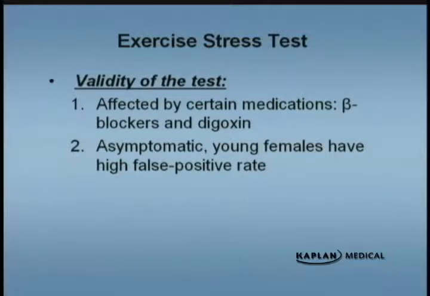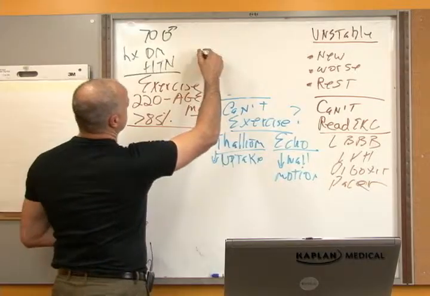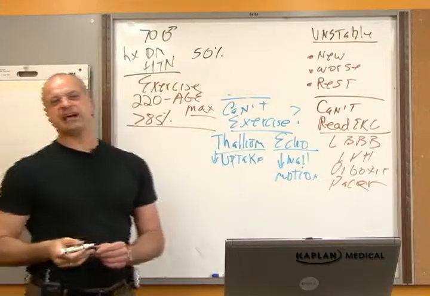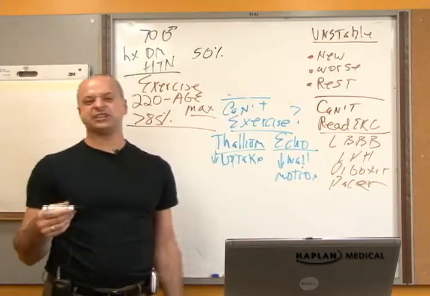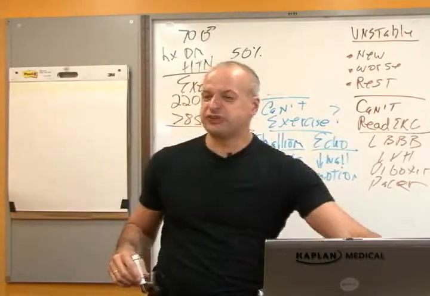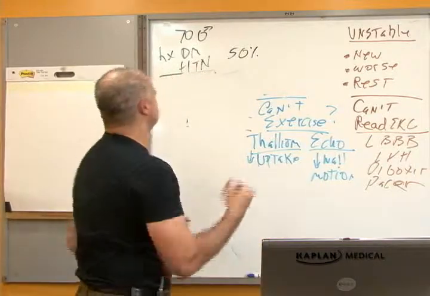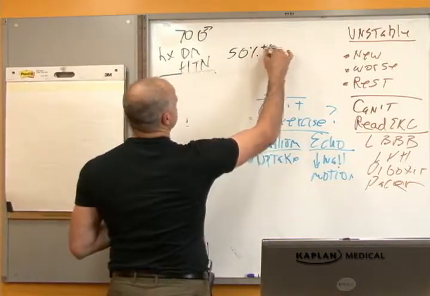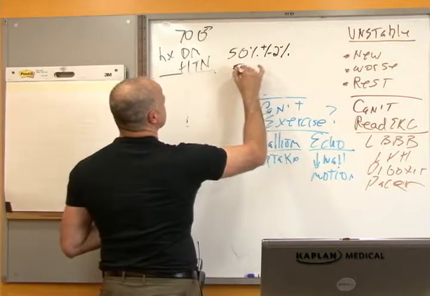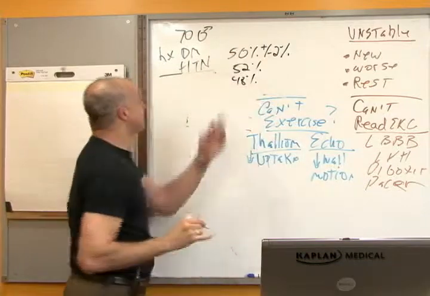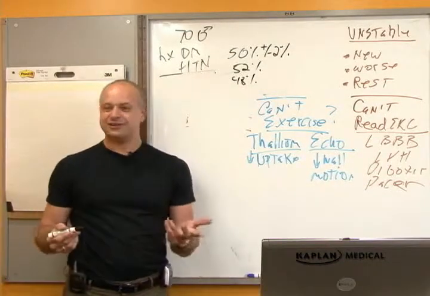Now, the story here about false positives in young females is really a statistical story. If we had a 70-year-old man with diabetes and hypertension who has exertional pain, he probably has a 50% chance of having coronary artery disease. So let's say there's a false positive rate on the stress test of plus or minus 2%. That means 52%, 48%. If this guy's got a positive test, it's going to be real.